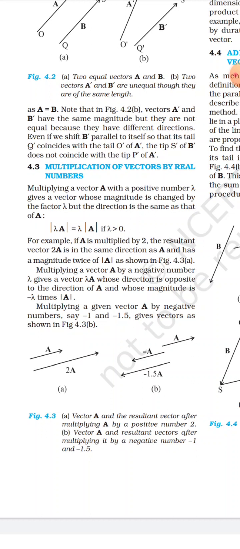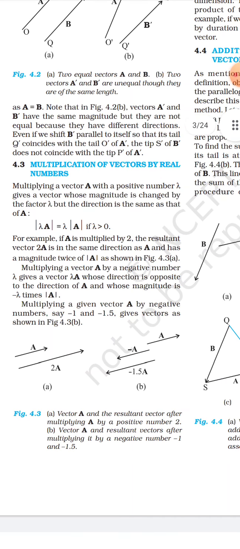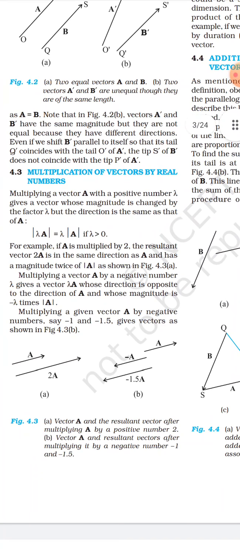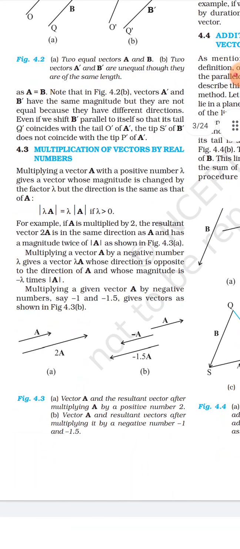Here an example is given: if a, which is a vector term, is multiplied by 2, which is a real term, then the resultant vector will be twice a. And see, the direction will also be the same as a, and it has a magnitude twice mod of a.